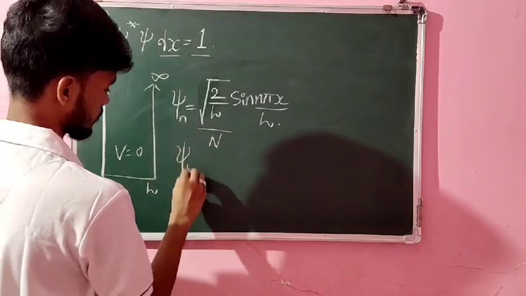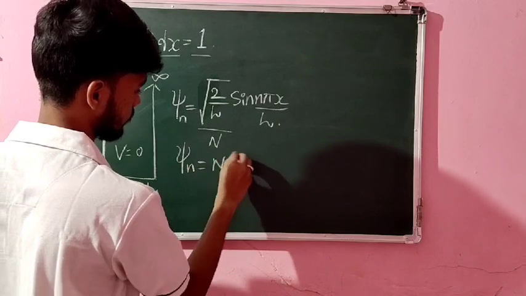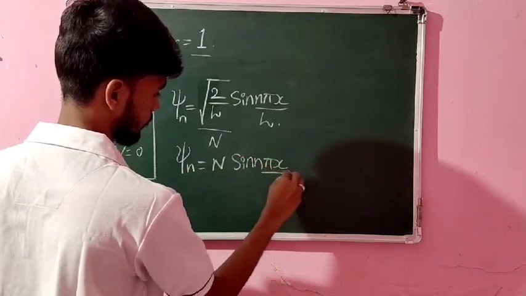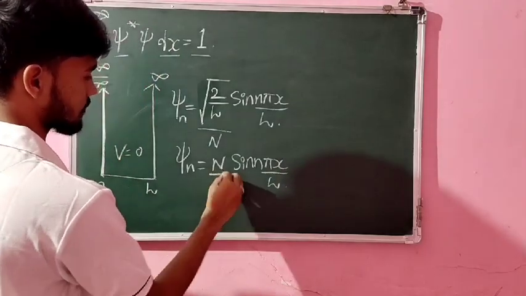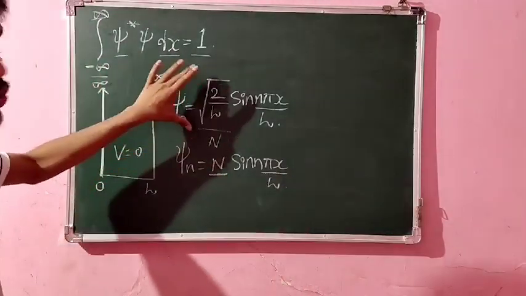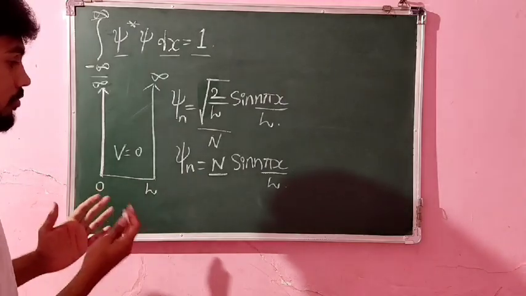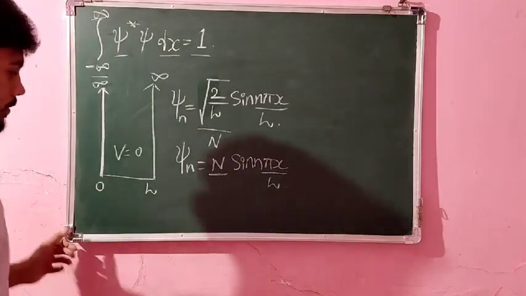Suppose psi n equals N sine n pi x by L. Let's find this N now. The answer is root 2 by L. We'll find this N by the usual method first, and after solving by the usual method, I'll tell you the trick.